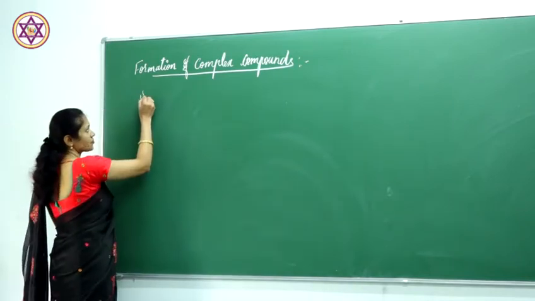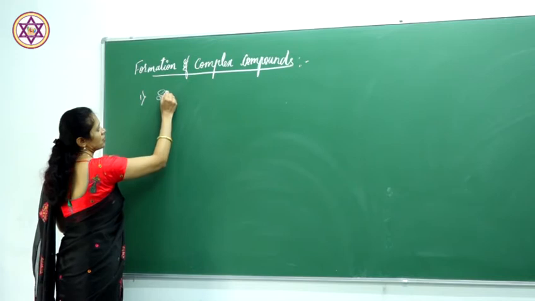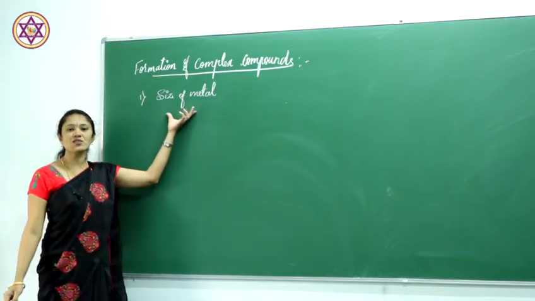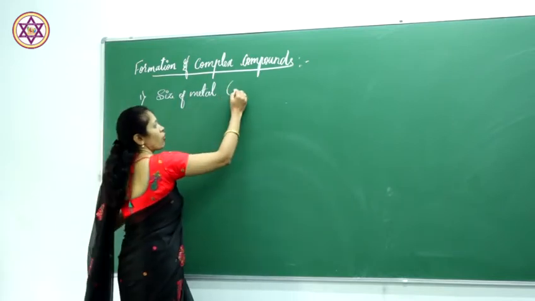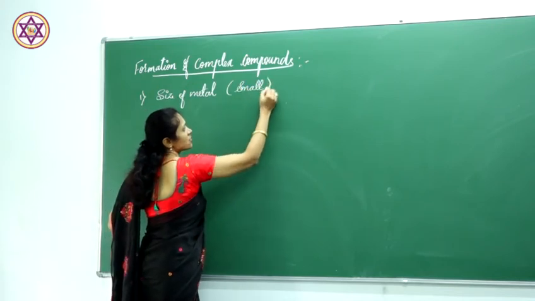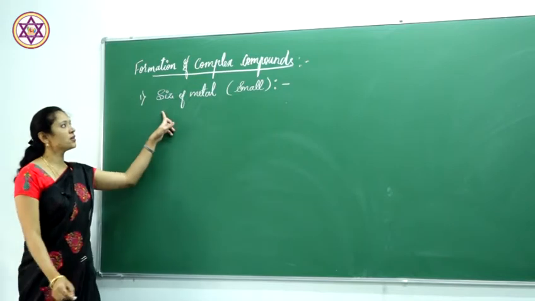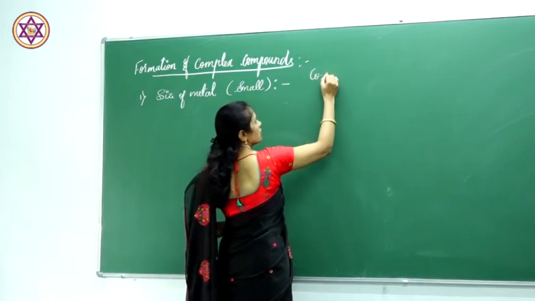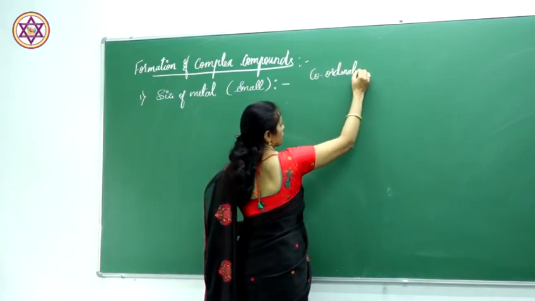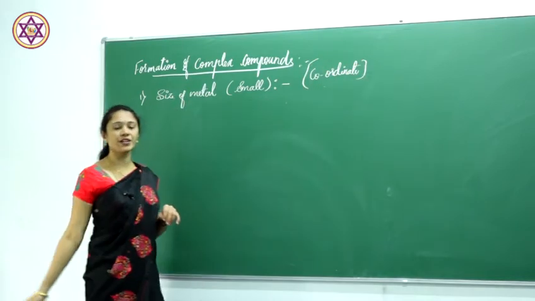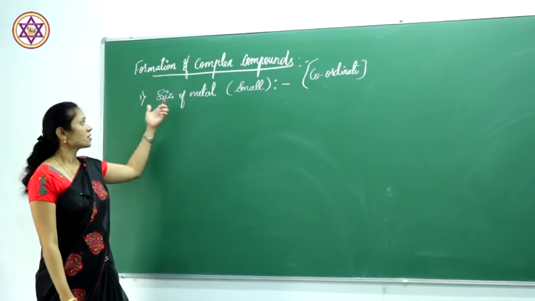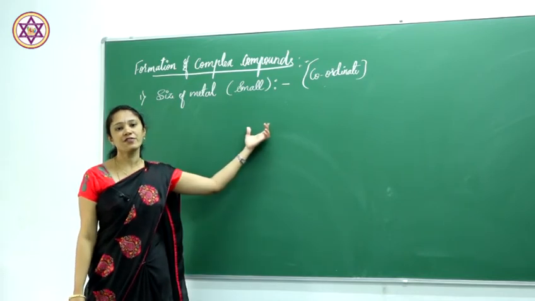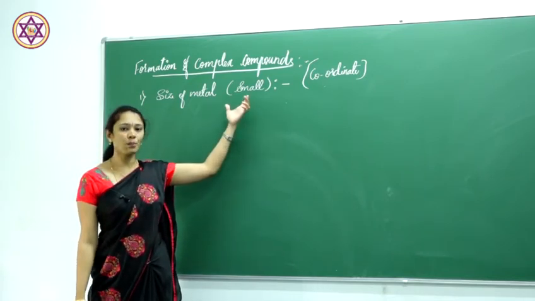First point is the size of the metal. The metal size should be small. Small size facilitates the formation of coordinate compounds or complex compounds. When the size of the central metal is very small, it favors the formation of coordinate compounds or complex compounds.